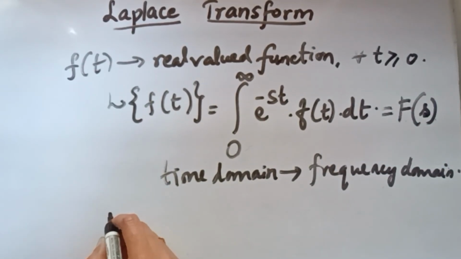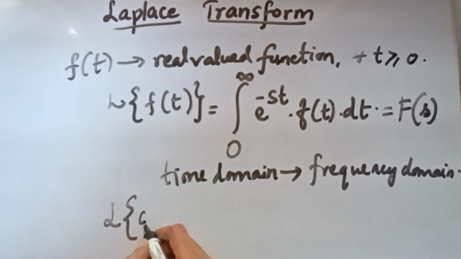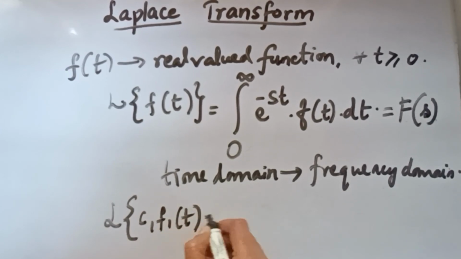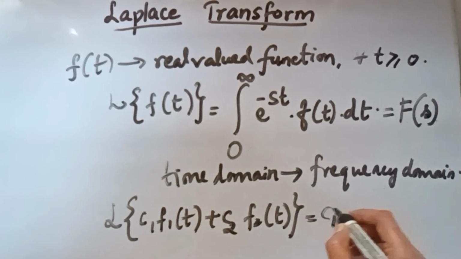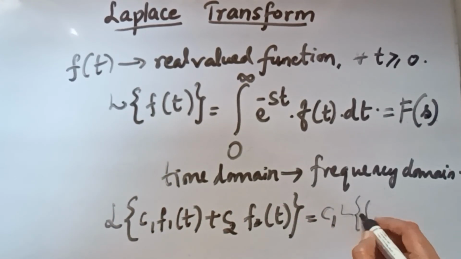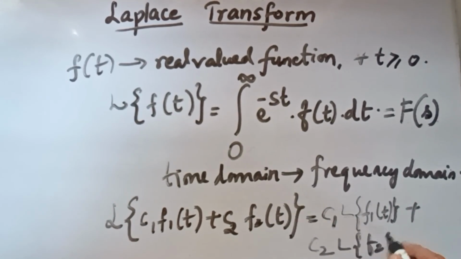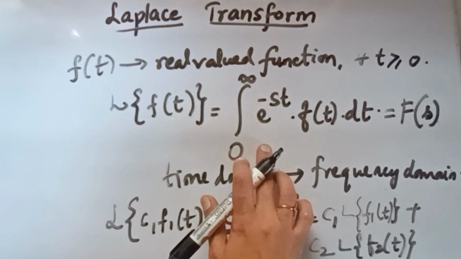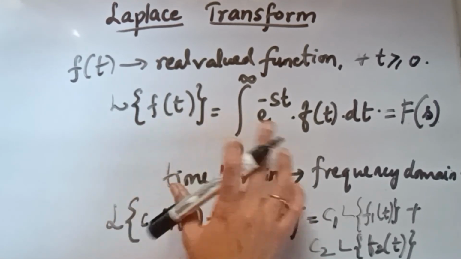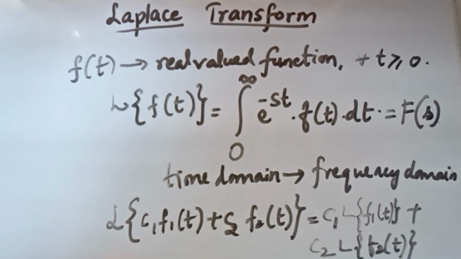And Laplace transform is a linear transform. That means it satisfies the property of linearity. Laplace transform of C1 F1 of t plus C2 F2 of t can also be written as C1, the constant can be taken outside, into Laplace transform of F1 of t plus C2 into Laplace transform of F2 of t. This property is called the linearity property of the Laplace transform. Laplace transform is linear because the integral is a linear transform. As Laplace transform uses the integral in its definition, it also satisfies linearity.